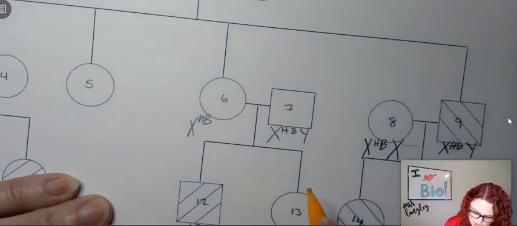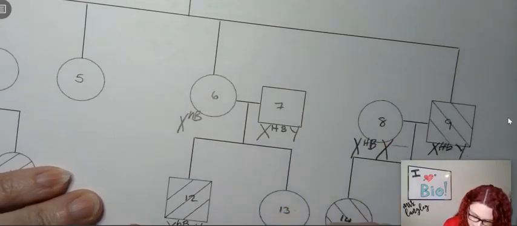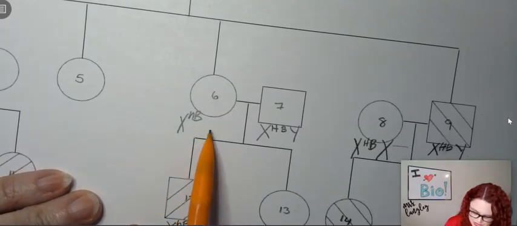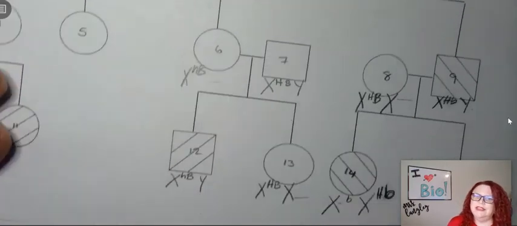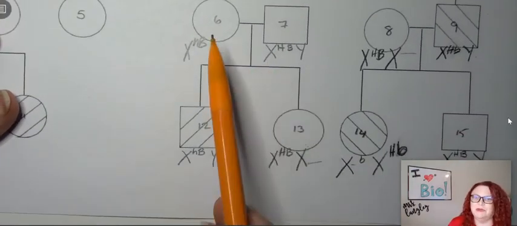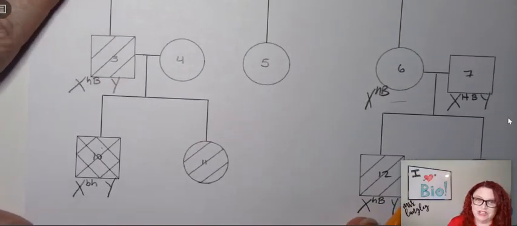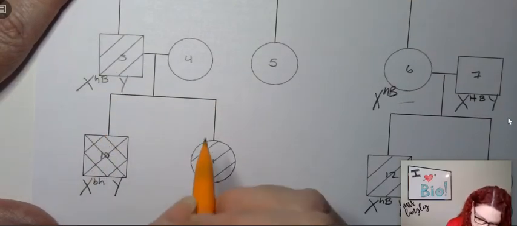Okay, we know that this individual had to get a capital H and a capital B from dad. But we also know that this mom has an X that we don't know about, you can't see that. So we'll come back. I can come over here. I know that the Y came from dad. This X came from mom.